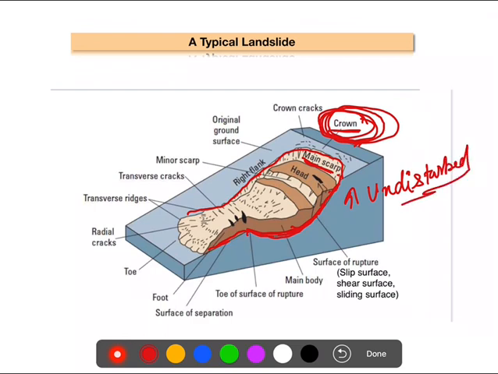Okay, so what is the main scarp? This is a steep surface on the undisturbed ground. This is the undisturbed ground at the upper edge of the landslide. So it is always at the upper edge of the landslide and it is on the undisturbed ground.